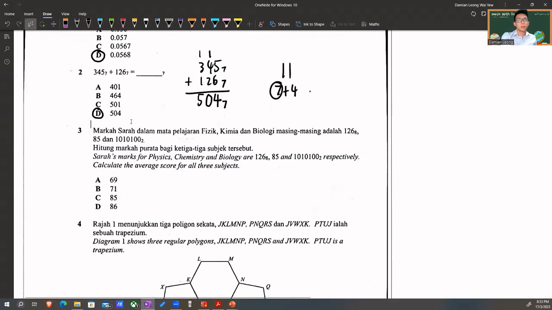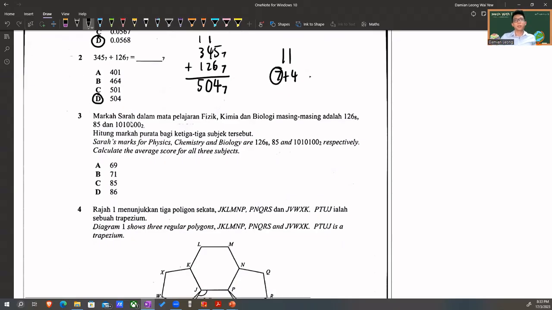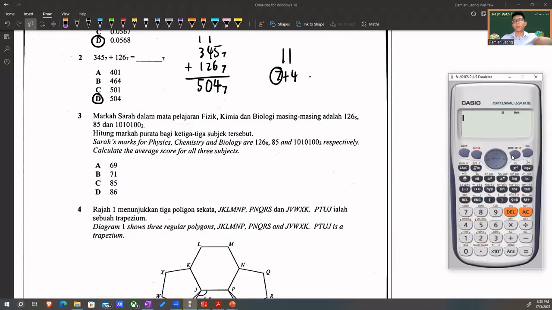Then, Sarah's marks for physics, chemistry, and biology are 126 base 8, 85, and 1010100 base 2 respectively. Calculate the average score for all 3 subjects. So I have base 10, base 8, and base 2. Now, for base 8 and base 2, you can actually use the calculator to convert. Okay, it is in your calculator.